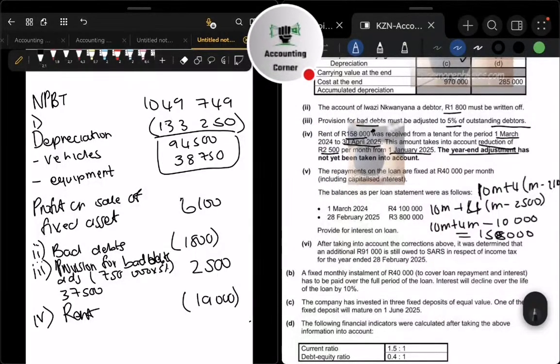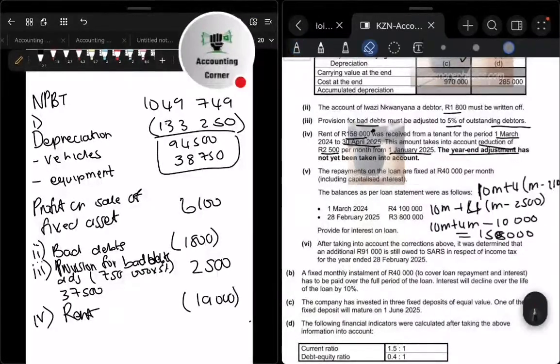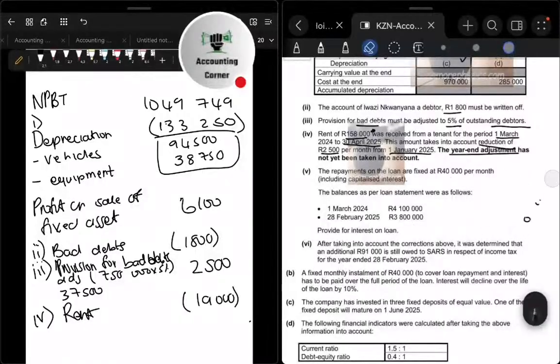Then we continue. The next question we have is the repayments on loan. The repayments on loan are fixed at 40,000 per month, including capitalized interest. What they mean by capitalized interest is that the interest on the loan is added to the loan balance. Then we are told the balances as per loan statement were as follows. This is what we had at the beginning of the year. This is what we had at the end of the year. And then we need to provide for interest on the loan.